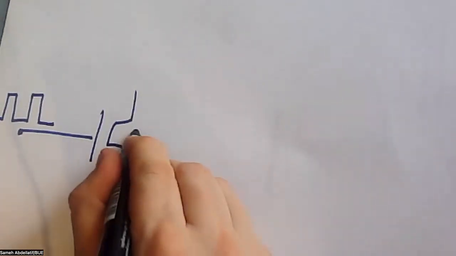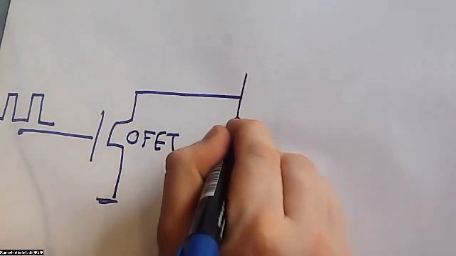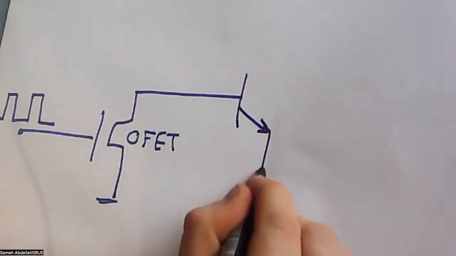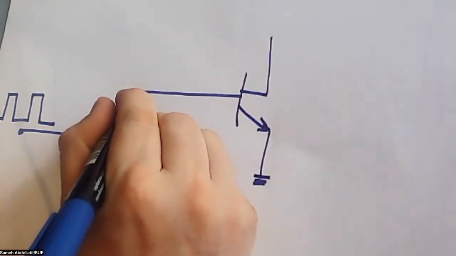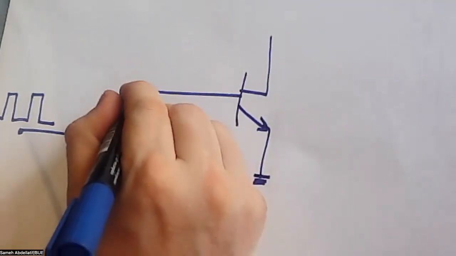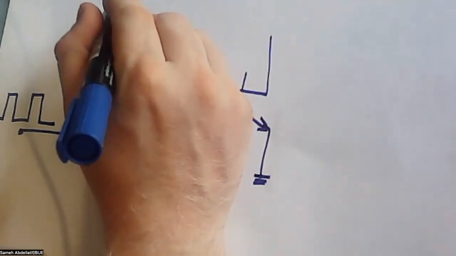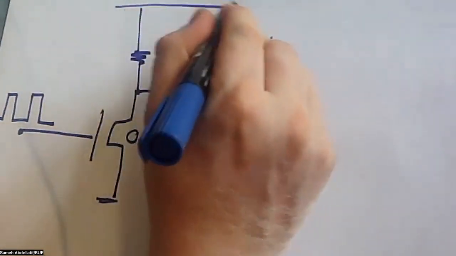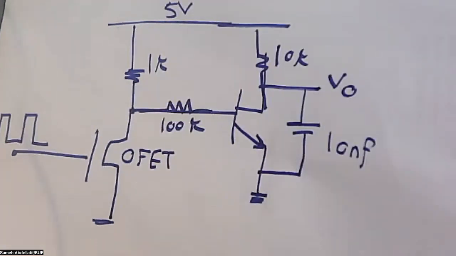So this is our OFET. Then we have this bipolar junction transistor. Here we have a resistance, and we have a supplying voltage of 5 volt. So this is our circuit, as you can see, and let's start demonstrating the circuit step by step.